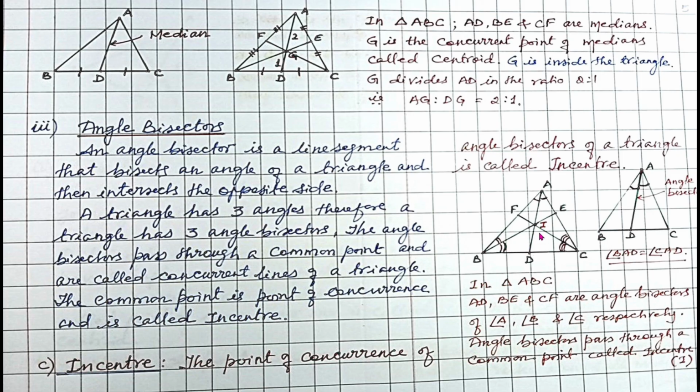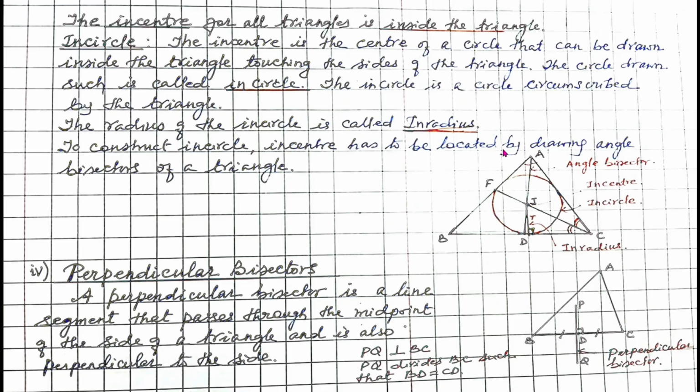And the incenter, if you see here, is inside the triangle, in an acute angled triangle. Now the incenter for all triangles is inside. That means it's very clear, the incenter is always, remember, inside for any triangle, whether it is an acute angle triangle, right angle triangle or obtuse angled triangle.